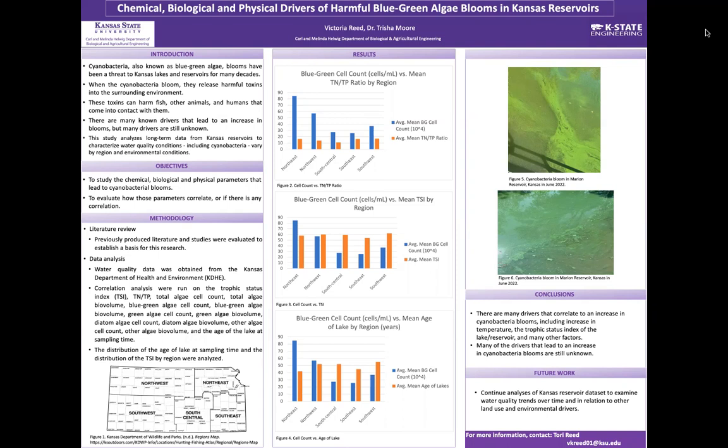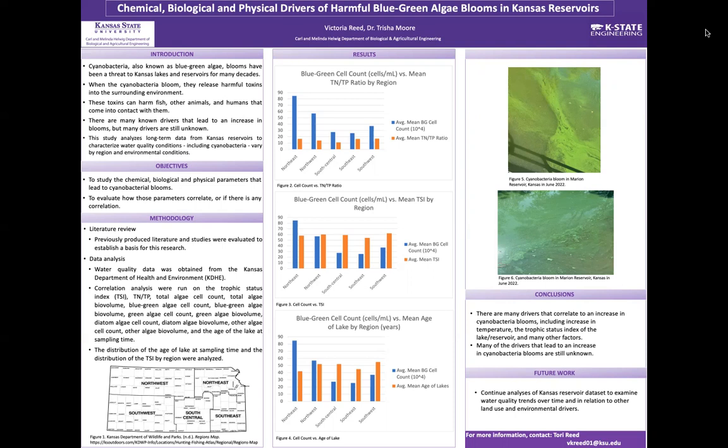There are many drivers that are known to lead to an increase in blooms, but many of the drivers are still unknown. And so this study analyzes the long-term data from Kansas reservoirs to characterize water quality conditions, including blue-green algae, and we look at these by regions and different environmental conditions. My two main objectives were to study the chemical, biological, and physical parameters that lead to cyanobacterial blooms and to evaluate how those parameters correlate or if there's any correlation at all.